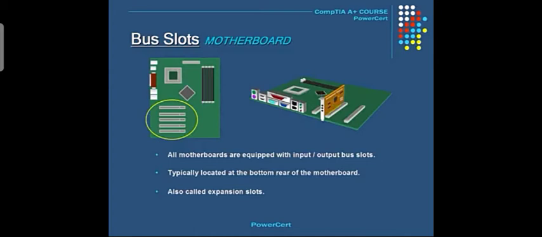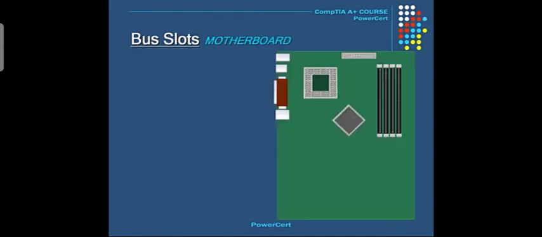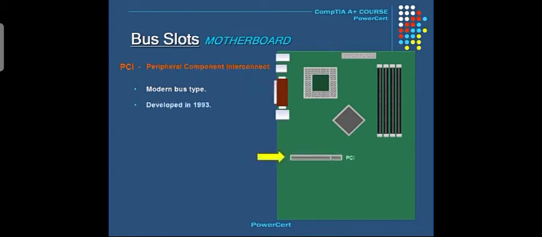Or, let's say the motherboard doesn't have enough USB ports to suit your needs. Well, then you can add a USB expansion card in one of the bus slots to add more USB ports. A modern bus type today is called PCI, which stands for Peripheral Component Interconnect. PCI has been around since 1993 and was the standard bus slot for modern motherboards until PCI Express came out, which we'll talk about shortly.